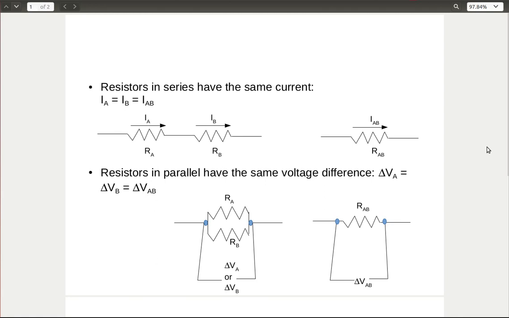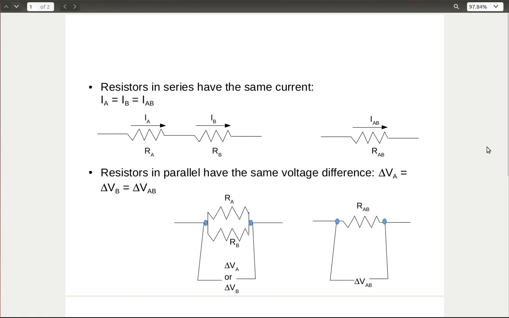And we can imagine treating these two separate resistors as a single resistor. In this case, the rule is that you add up the individual resistances. So if the two resistors are, for example, 100 ohms and 200 ohms, then the combined resistance would be 300 ohms. Okay, that's the beginning of our understanding of resistors in series.